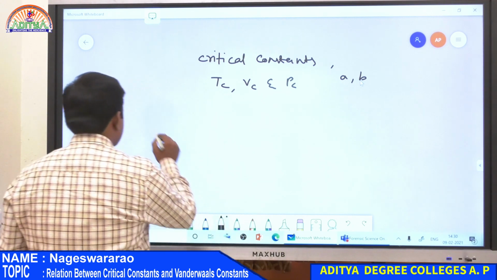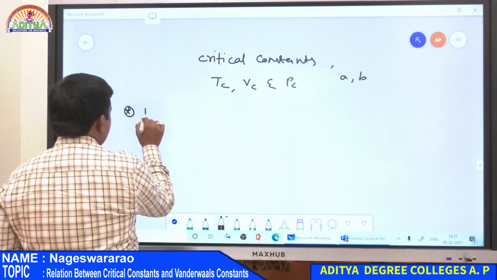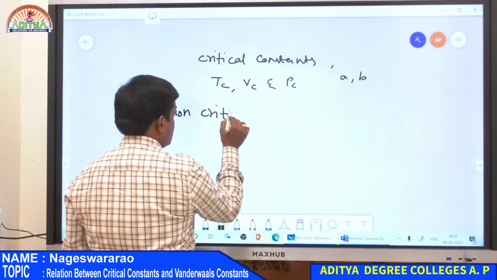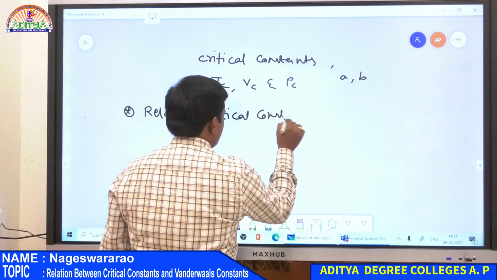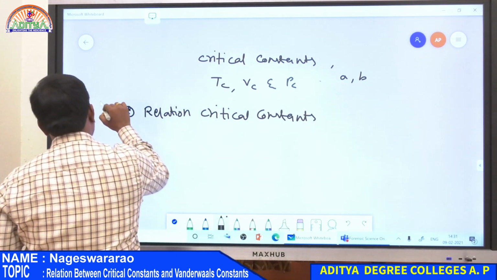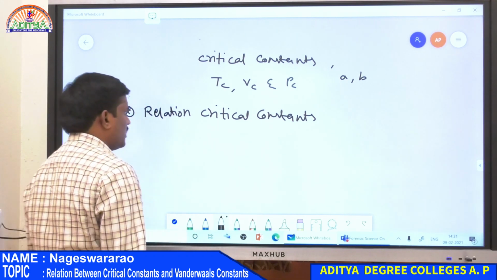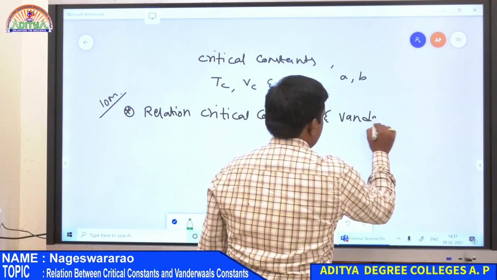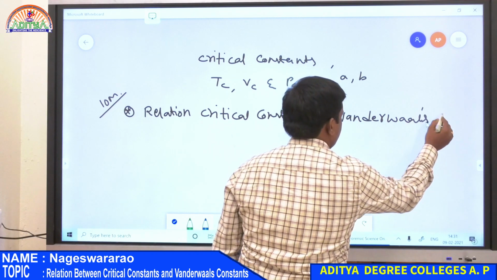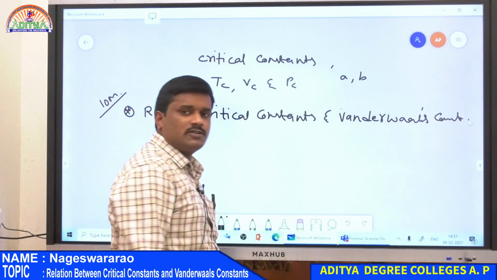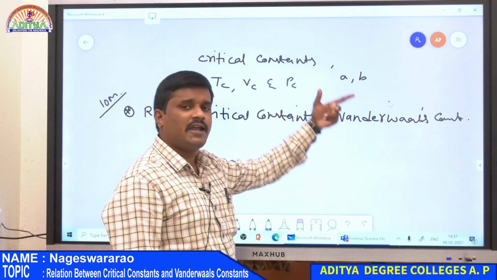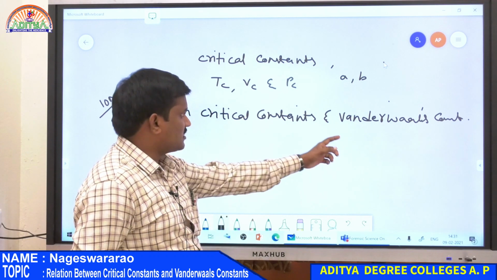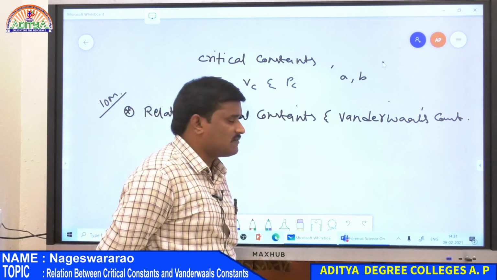Now our important topic is the relation between critical constants and van der Waals constants. This is a very important SI question from this chapter, a 10 marks question. In this question we derive the relation between Tc, Pc, Vc with a and b. So a and b are van der Waals constants. Now what is the relation between critical constants as well as van der Waals constants?